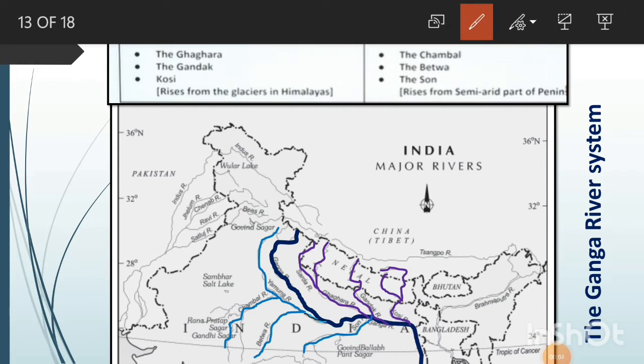The river Yamuna rises from the Yamunotri glacier of the Himalaya and it flows parallel to the Ganga and it meets it at Allahabad.